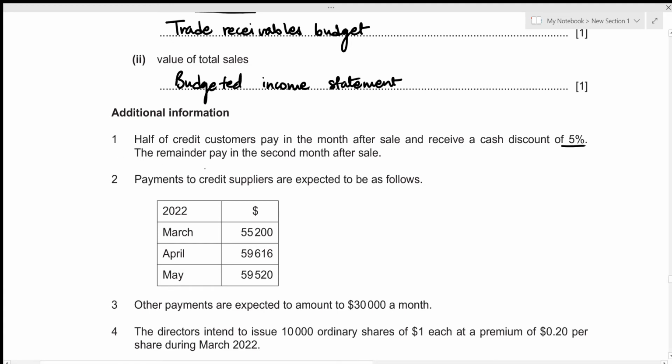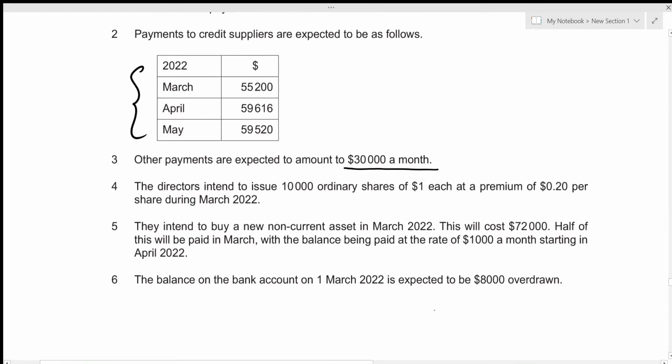Then the payments to credit suppliers, these are the budgeted payments for the months of March, April, and May. Then we're given that other payments are expected to amount to 30,000 a month. Again, this is also an estimated expense for the future. Then we're given that the directors intend to issue 10,000 ordinary shares of $1 each at a premium of 0.20 per share during March 2022.